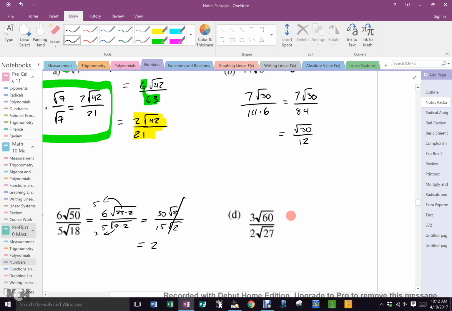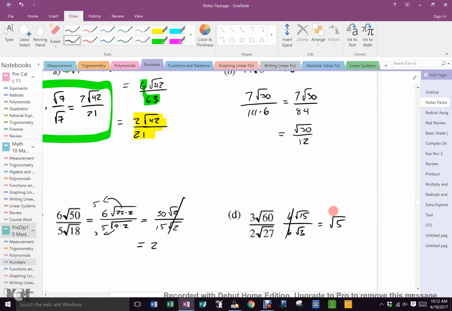What is this guy? Tavleen. 6 root 15. Because that is 4 times 15, right? And out comes the 2. Over what's this guy? 6 root 3, right? 6 over 6 cancels. Root 15 over root 3, does that divide? To get what? Root 5. Do I need to rationalize anywhere? No, because the denominator here is 1, and that's okay.